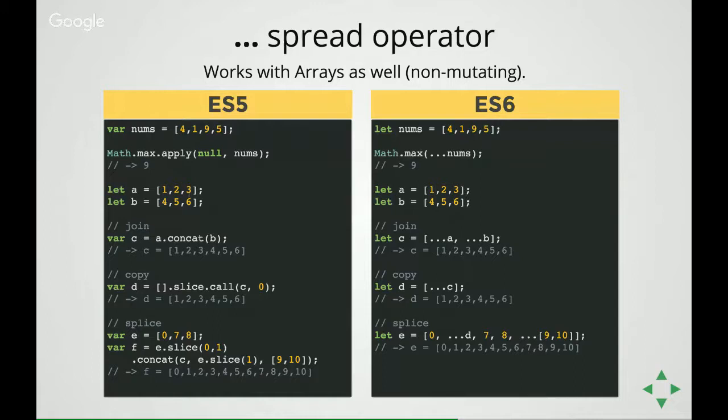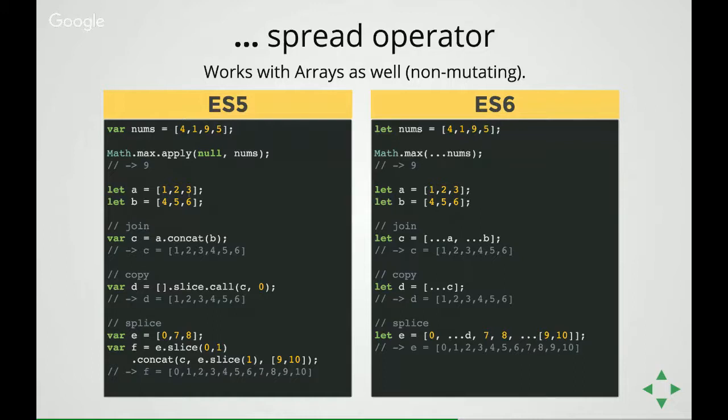So no need for call or apply, right? The second case is joining arrays. If we wanted to join arrays in JavaScript in ES5, we would take the first array and use array.concat to concatenate a second array. We could do the same thing in ES6 by simply using the spread operator.